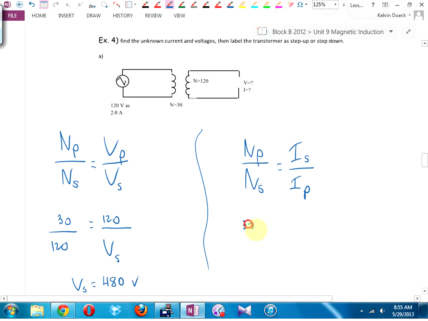Primary, 30. Secondary, 120. Ooh, careful, current is flipped. And this is the most common mistake. Kids match up, they line up the current. No, current is reciprocally related. Secondary current, I don't know. That's what they're asking me to find. Primary current is 2. What times what divided by what? Oh, I can do this in my head. It's going to be 2 times 30, 60 divided by 120, 0.5 amps, yeah?